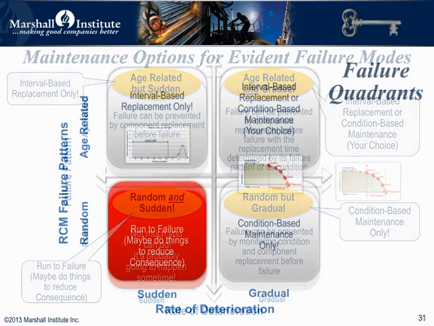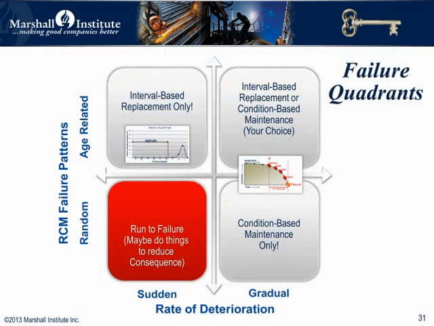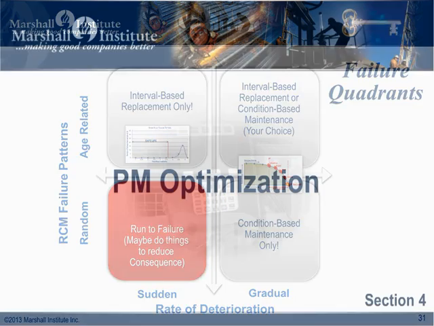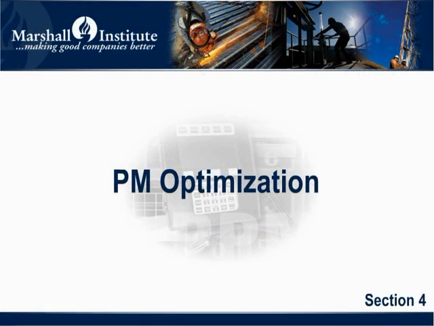The failure quadrant is a great tool. We use it a lot in PM optimization. And PM optimization is the next thing we're going to talk about.